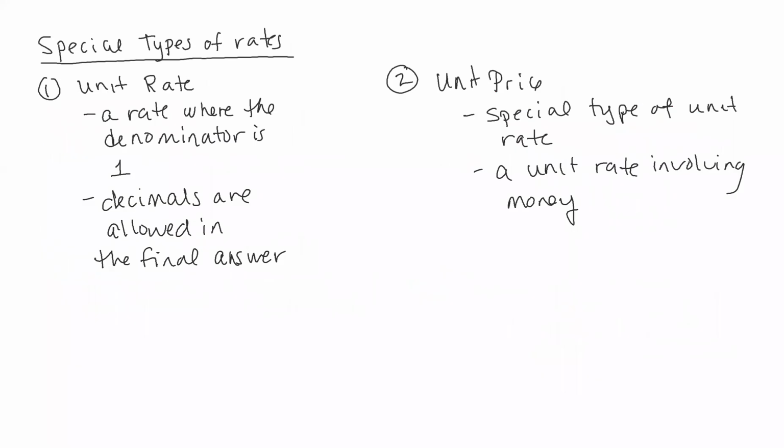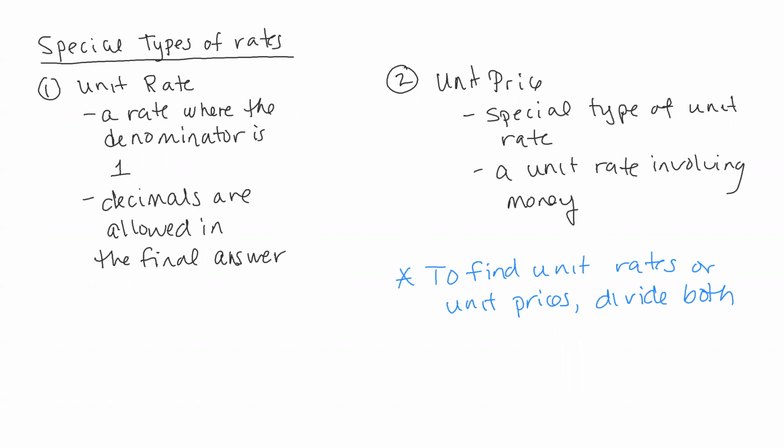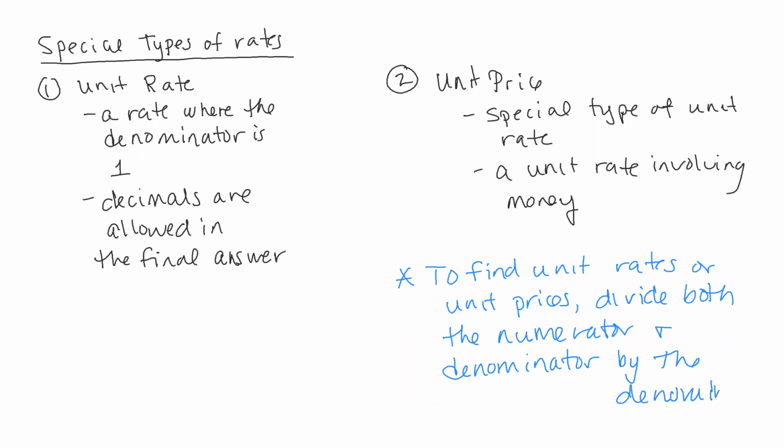Okay, so basically, to find unit rates or unit prices, divide both the numerator and denominator by the denominator. And let's look at an example.